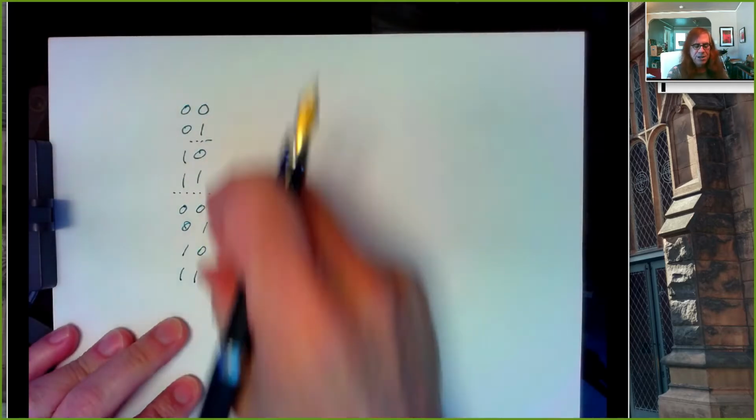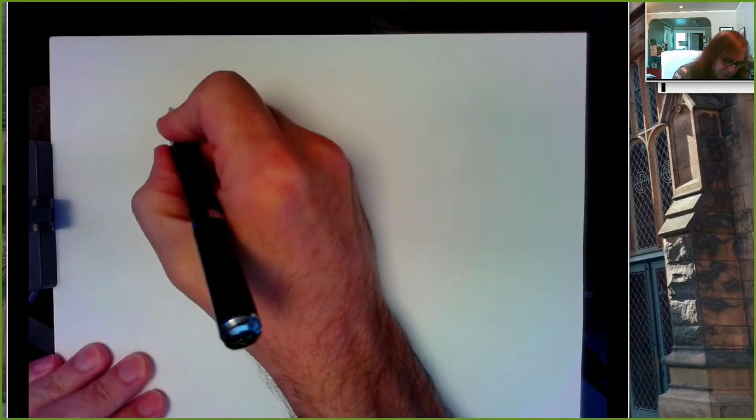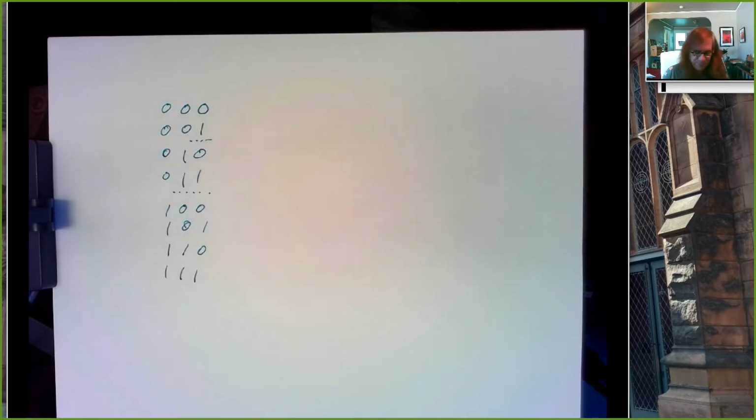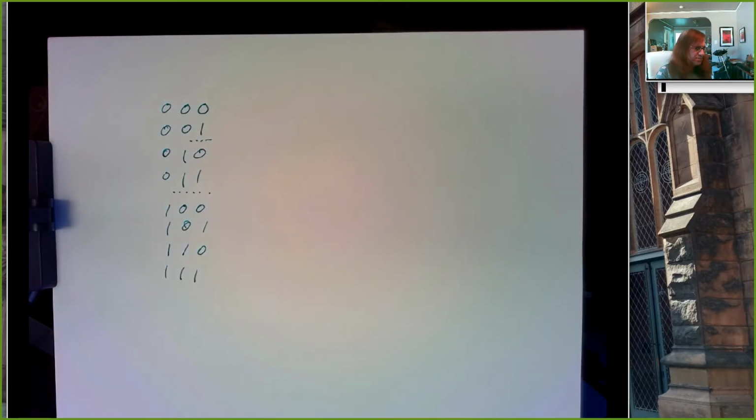So now we've got 2 copies of this. In the first copy, put a 0 in the beginning. Second copy, put a 1 in the beginning. And you can keep doing this till the cows come home, right? You can go up to 4 bits, 5 bits, however many bits.